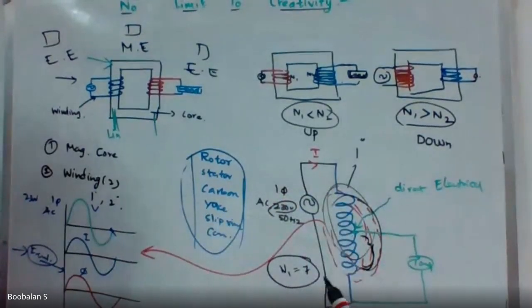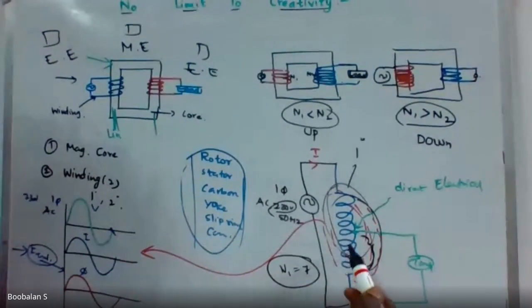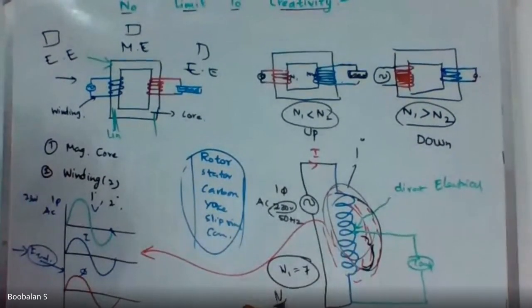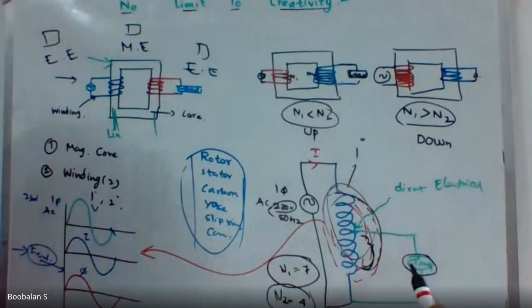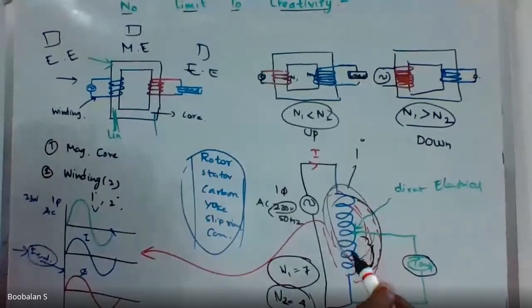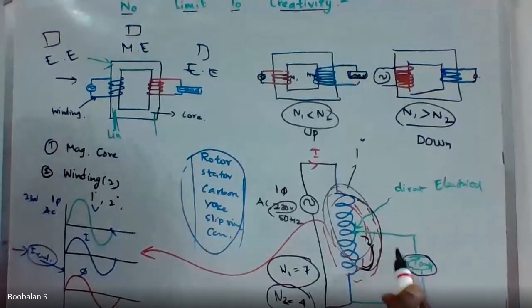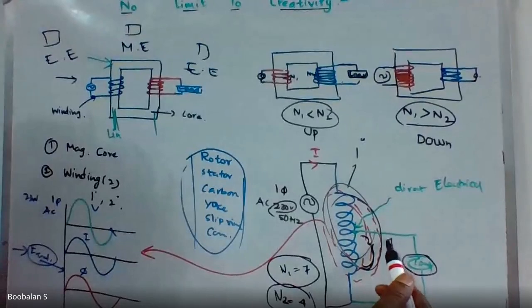So but I'm just taking a portion of output from this entire winding. Eppadi eduthukkana 1, 2, 3, 4. So appo N2, that is called only 4 winding. And across the 4 winding I'm just going to connect a load. Appo enna agum, partial amount of flux lines is going to be developed over here, right?